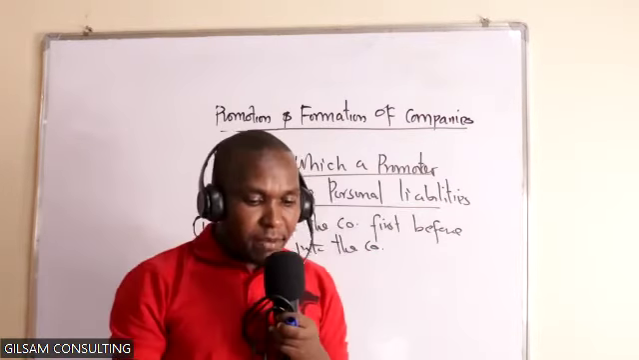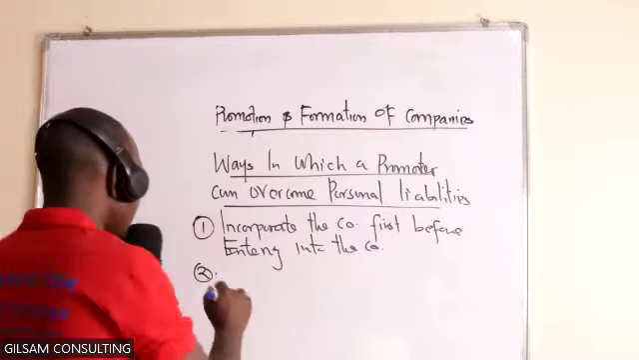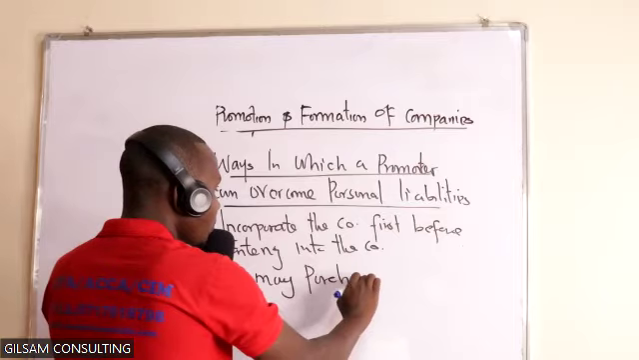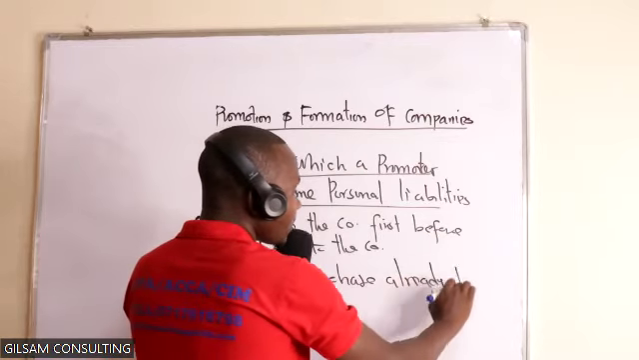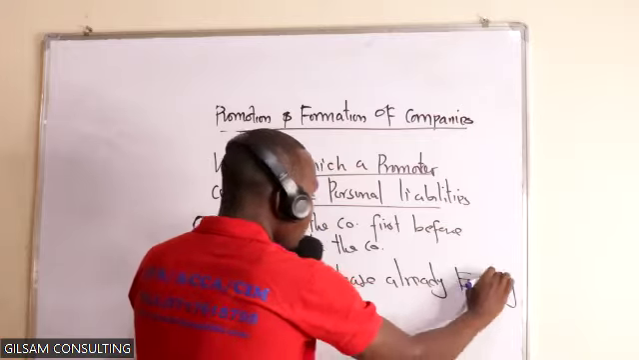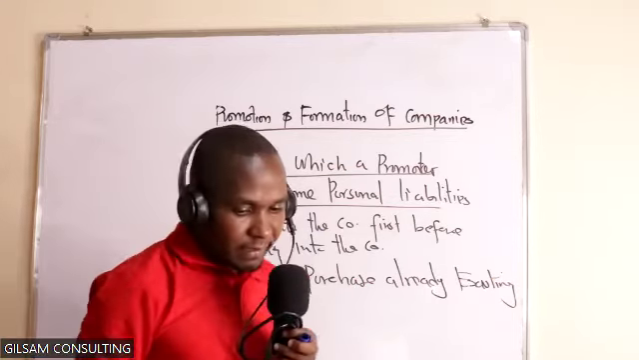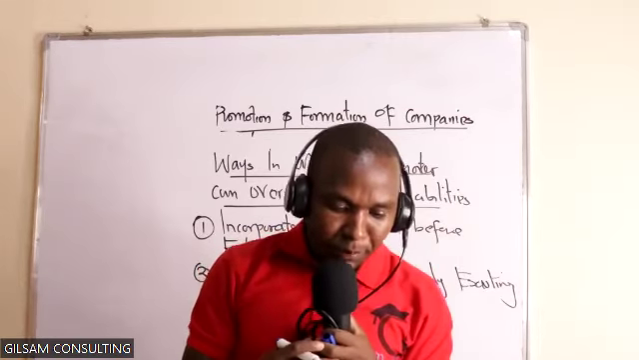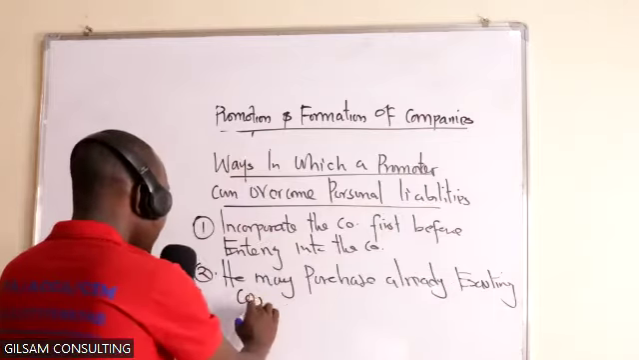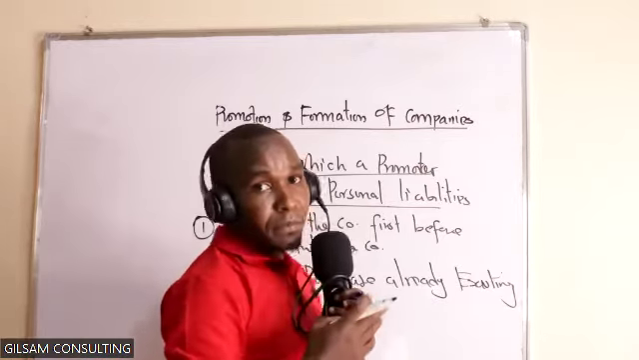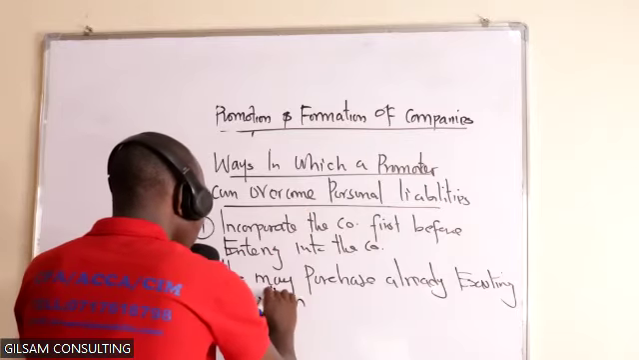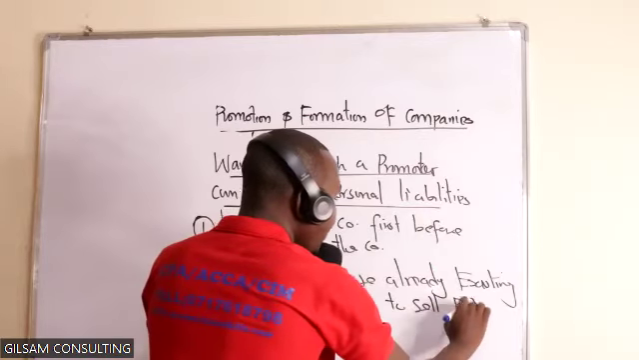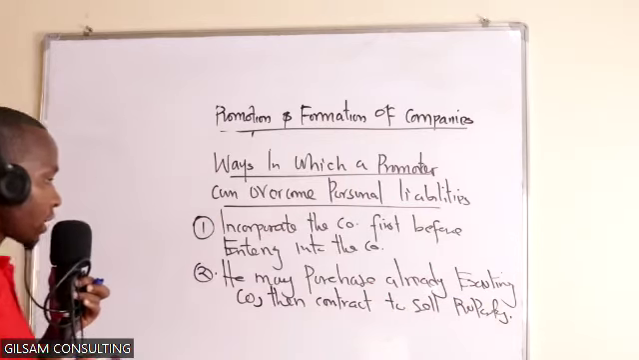Number 2, he may purchase an already existing company, and then contract to sell the property. Remember that point here: you cannot sell a private property to the company.